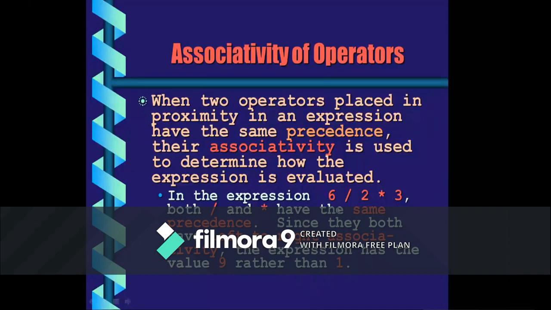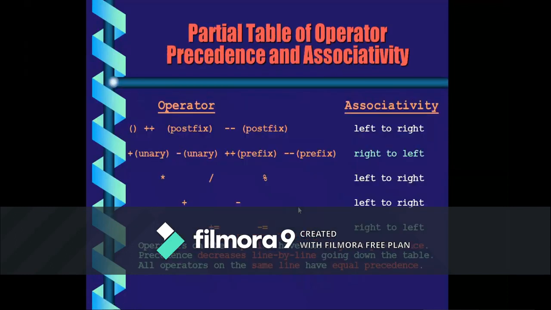First we compute 6 divided by 2, so the output will be 3. Again, 3 star 3, the output will be 9. So the actual output is 9. But if you do it another way, 2 star 3 will be 6, so 6 divided by 6 is 1. But that is not the correct output. If you have operators of the same priority, we have to go from left to right associativity. This is the second rule while solving an expression.